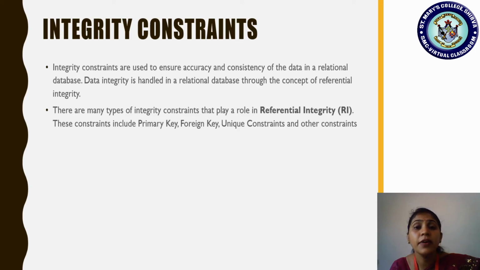Department number is a foreign key in the employee table. If you look for department number in the department table, you should find department 5 there. If it is not found, then the data is not consistent. Data integrity is handled in a relational database through the concept of referential integrity. So how are integrity constraints attached to a table? It is handled in the relational database with the help of referential integrity.